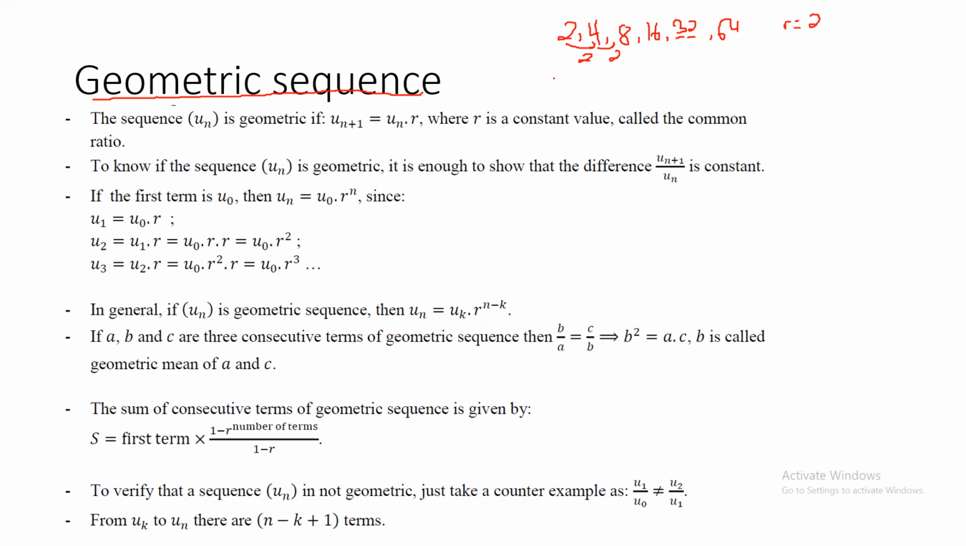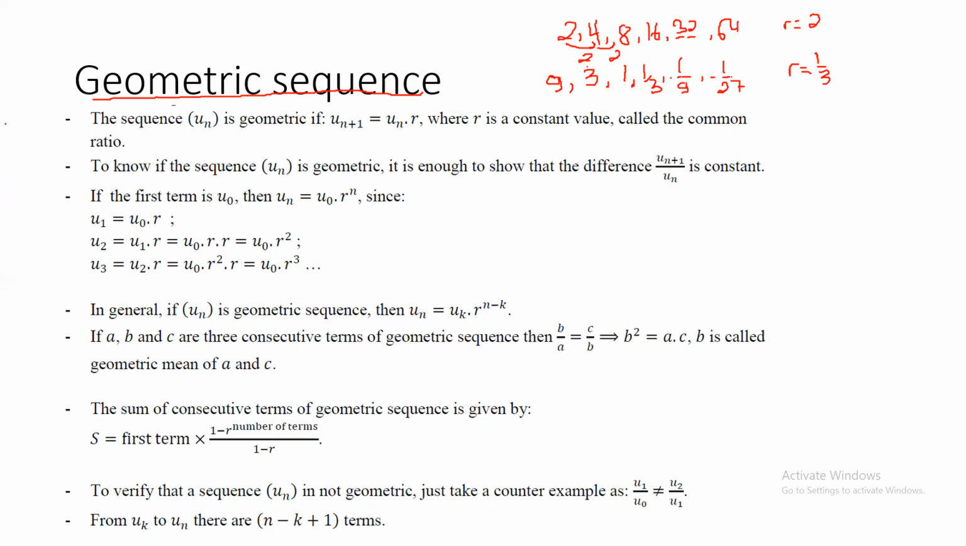If I have another example, 9, 3, 1, 1 over 3. What comes next? 1 over 9. Then 1 over 27. Here R equals 1 over 3, the common ratio. In the arithmetic sequence we call it common difference. Here we call it common ratio.